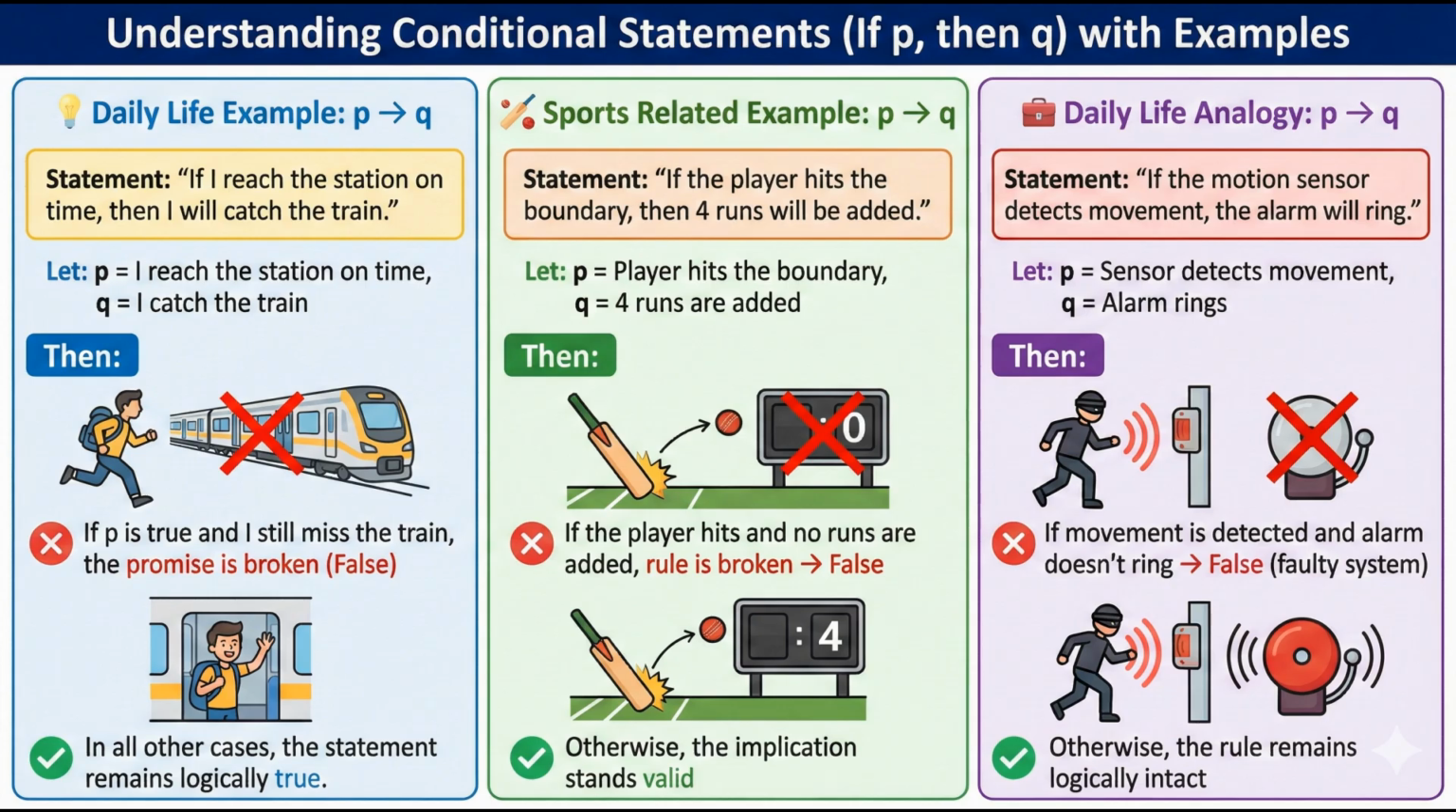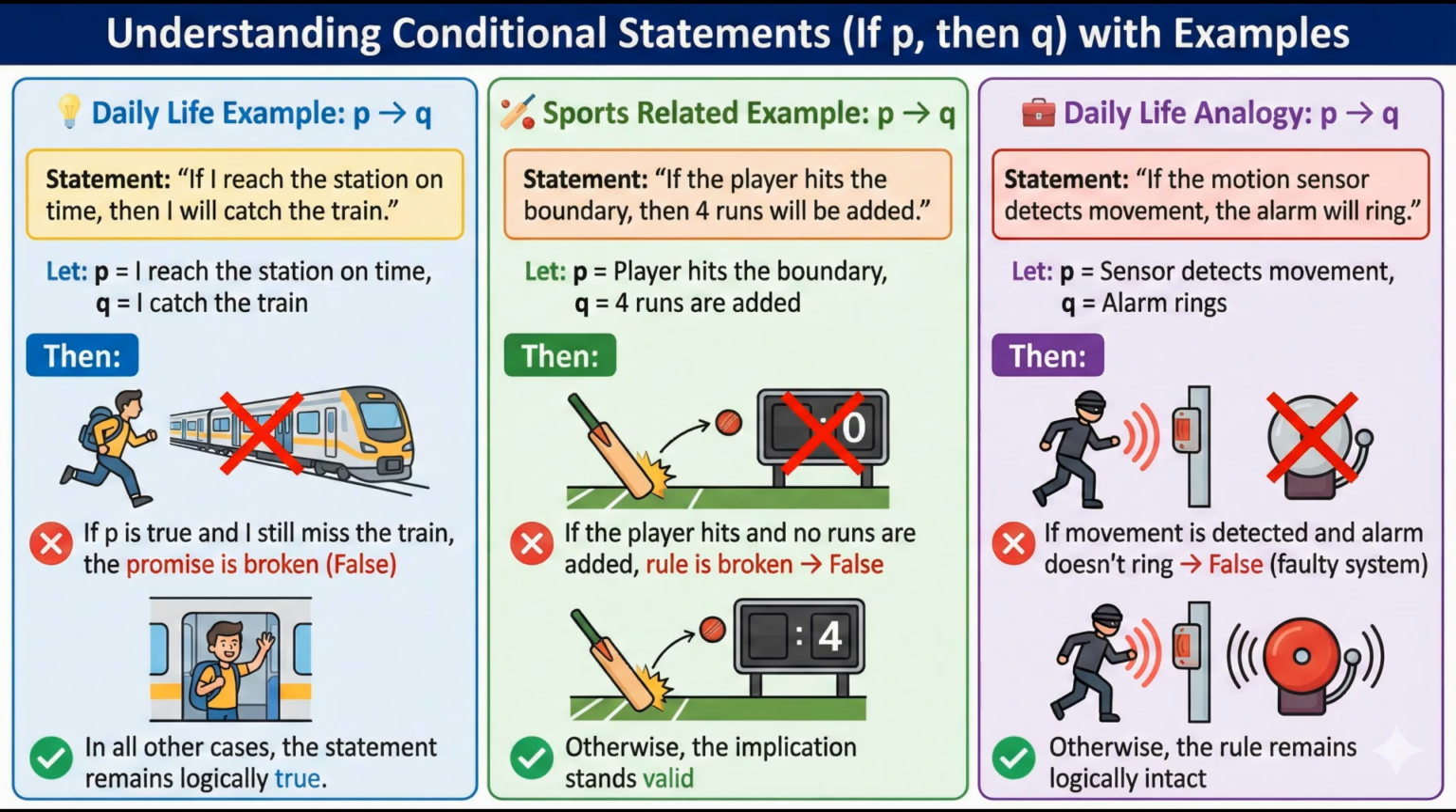Daily life example. Now let's take a simple daily life example. Statement: if I reach the station on time, then I will catch the train. Let P be I reach the station on time, Q be I catch the train. If I reach the station on time but still miss the train, then the promise is broken and the statement becomes false. In all other situations, the statement remains logically true.